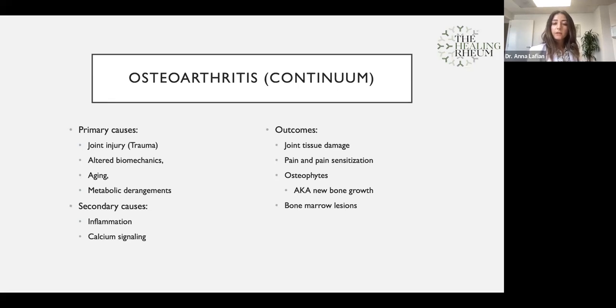And part of this, next line here, the bone marrow lesions, that ties into this inflammation, wherein if an MRI is done on a patient who has osteoarthritis, you will find bone marrow lesions or bone marrow edema. So that also gives us clues that osteoarthritis has an inflammatory component to it.